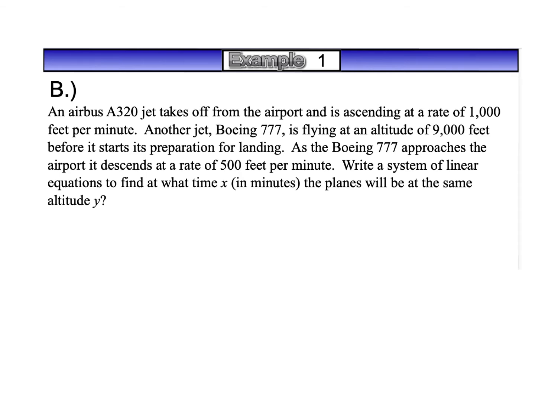An Airbus A320 jet takes off from the airport and is ascending at a rate of 1,000 feet per minute. There's our slope, that's our m. Y equals, and it's ascending, so it's positive 1,000 feet per minute, x. It takes off from the airport, so that's starting on the ground, so that's plus 0. And you can have it, you don't have to have it. Totally up to you if you want to put it down or not.